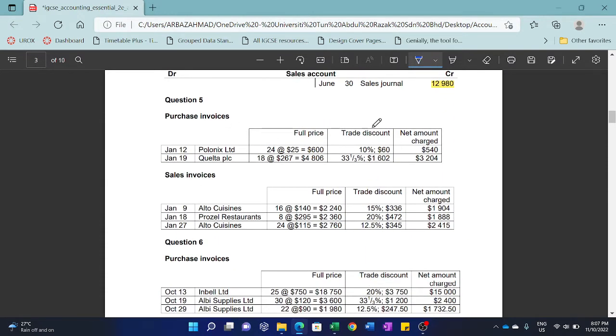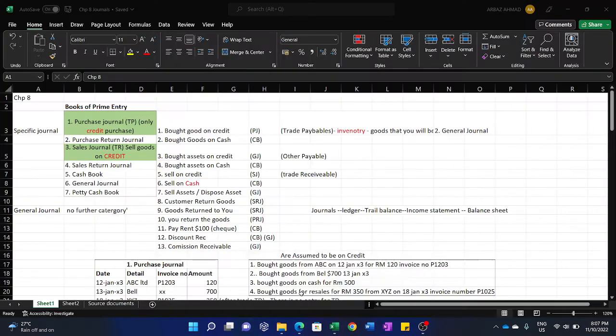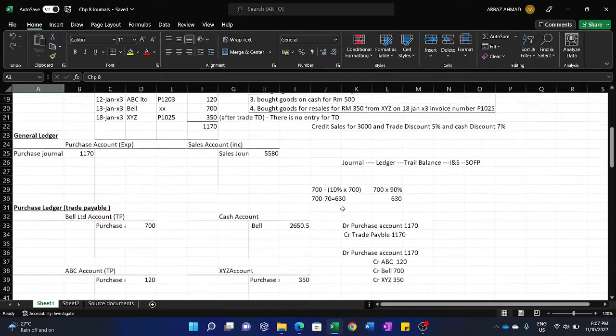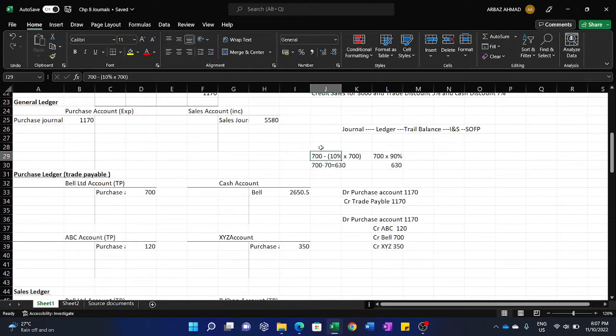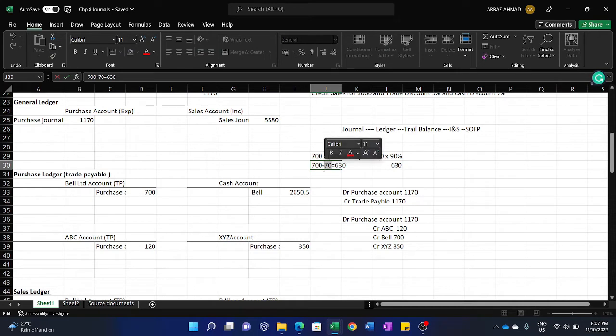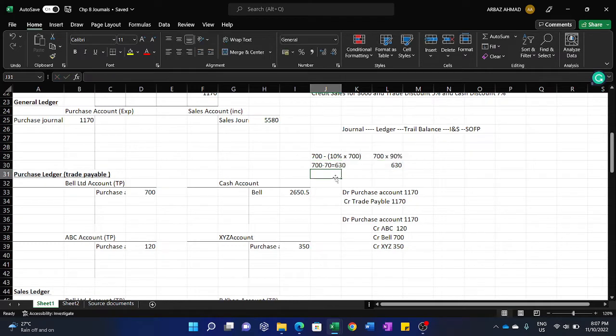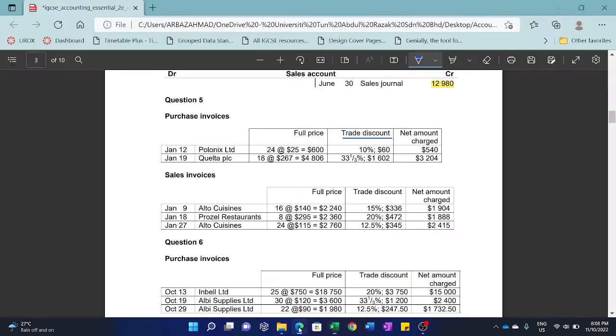Question 5 is about trade discount. So here you have to focus on trade discount. If you remember in the previous chapter, I told you how to calculate trade discount. If they say that 700 is the amount and 10% is the trade discount, then you take 10% of 700 and minus it from 700. You should be getting 630. So 10% of 700 is 70, and the net amount is 630. So here we are going to do a similar thing.